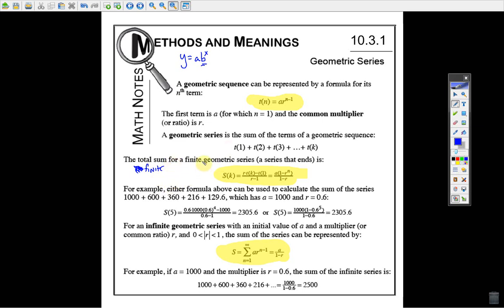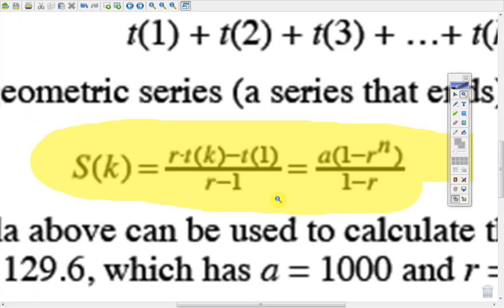So for a finite geometric series, s of k equals r times t of k minus t of 1 over r minus 1. I'm going to zoom in a little on this because it's probably hard to see on your screen. That is equivalent to saying a times 1 minus r to the n over 1 minus r. So let's break these terms down real fast.